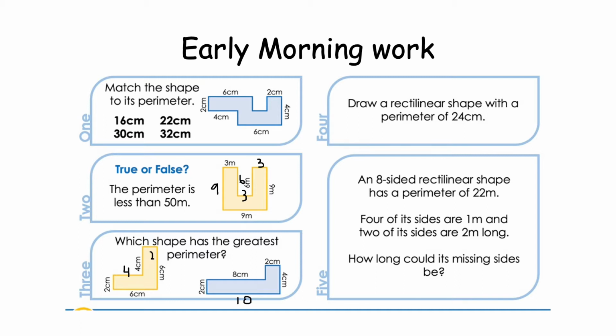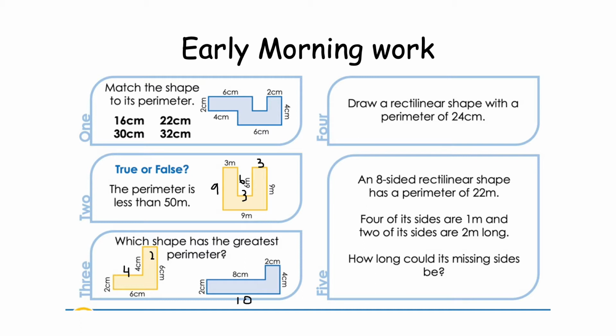Number 2, true or false? The perimeter is less than 50 meters. I've put in the missing measurements on that one, so you just need to add them up and then decide if it's true or false. Number 3, again, I put in the missing measurements and you have to decide whether shape A, the yellow one, has a greater perimeter than shape B, the blue one, or whether it's the other way around.